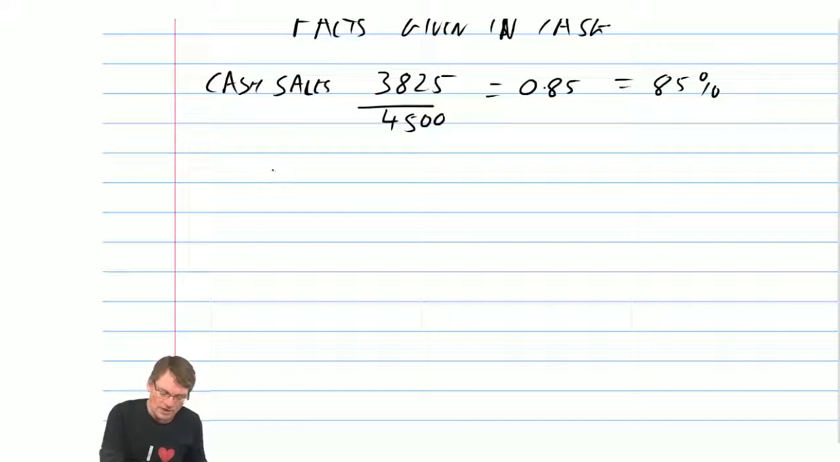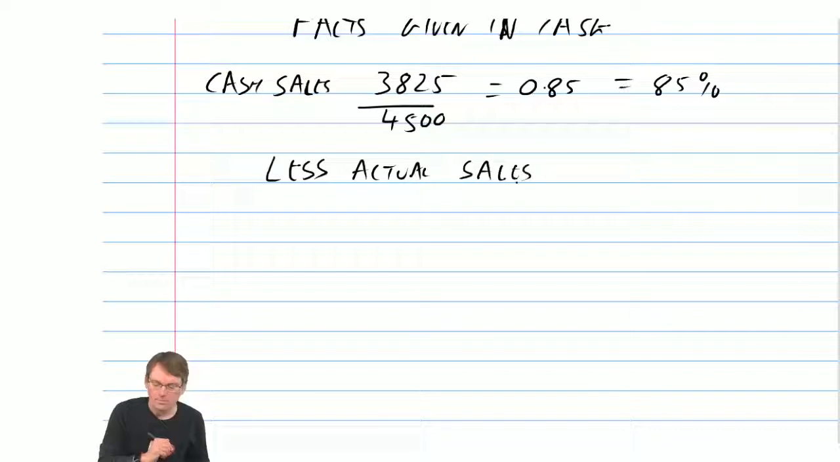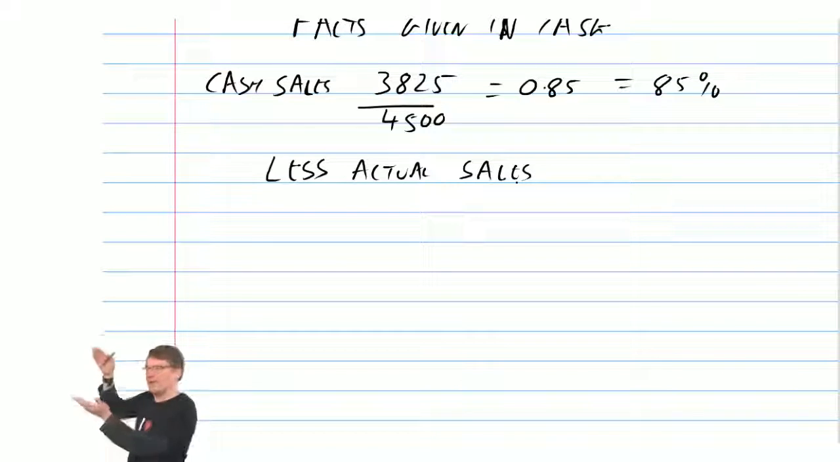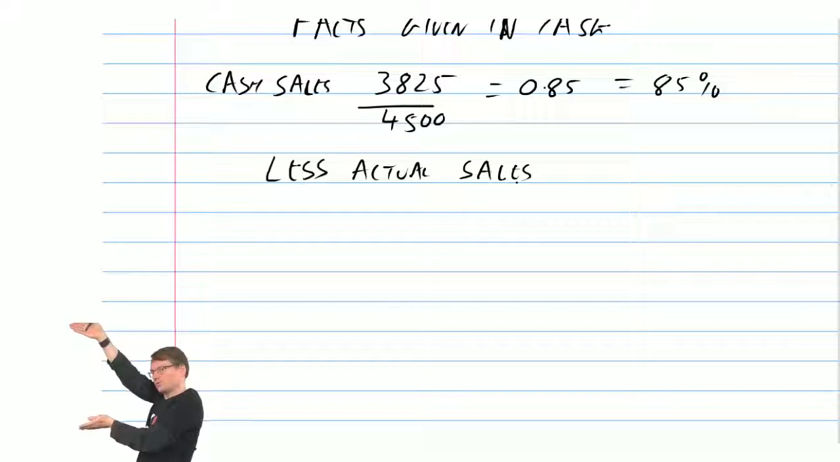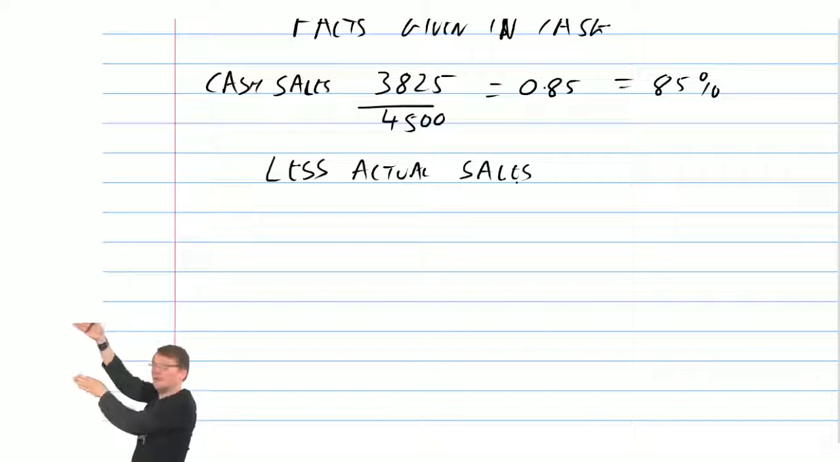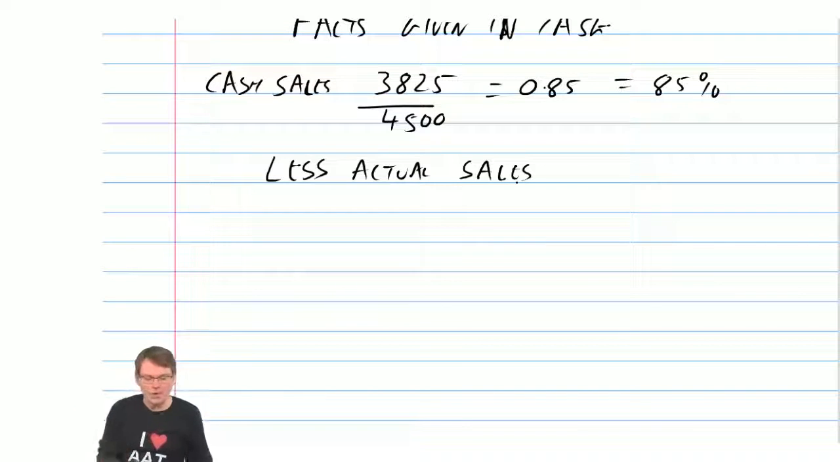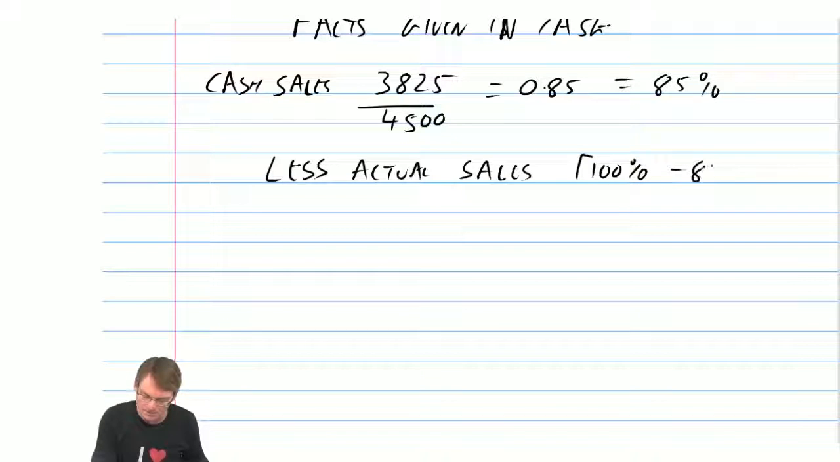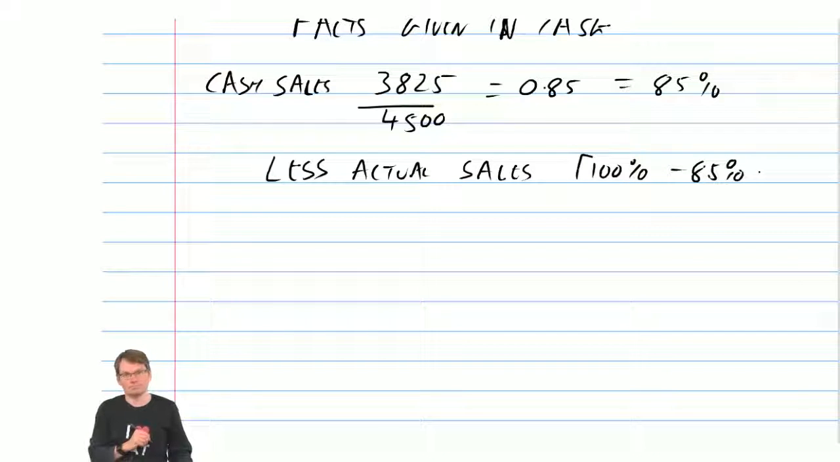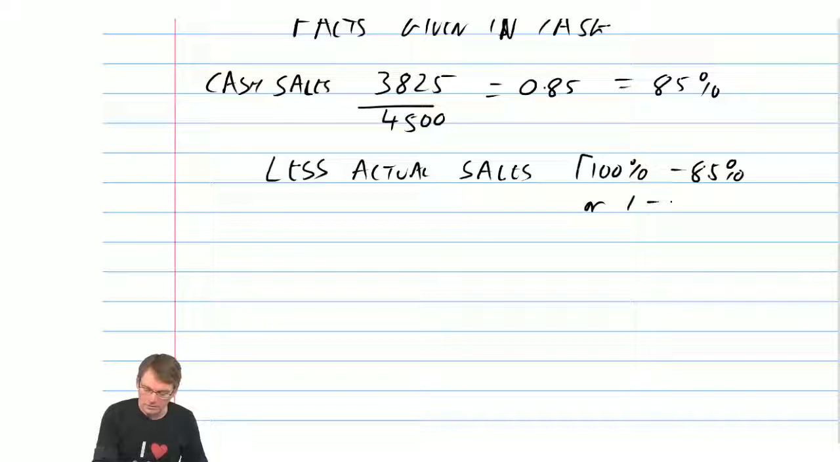So in other words, we have got less actual sales. By what percentage? Well, if they were equal, 4,500 on the top, 4,500 on the bottom, that figure, 4,500 over 4,500, would be 100%. It's less than 1. So to work out how much lower it is, you simply do 100% minus 85%. Or if you want to, 1 minus 0.85. Those two are exactly equivalent to each other.